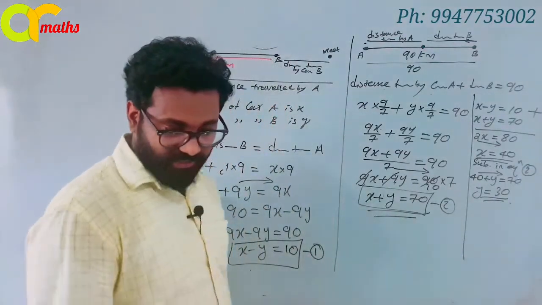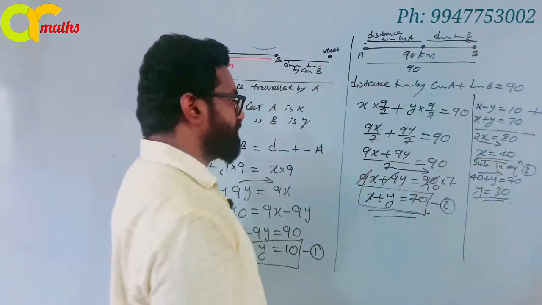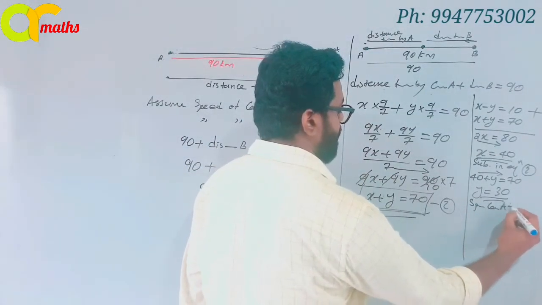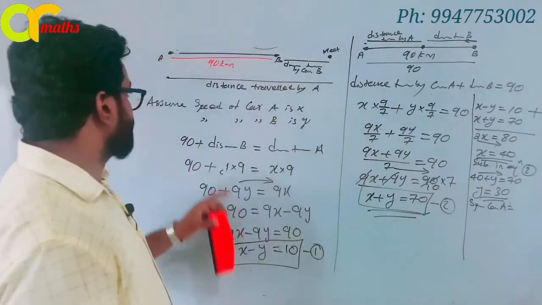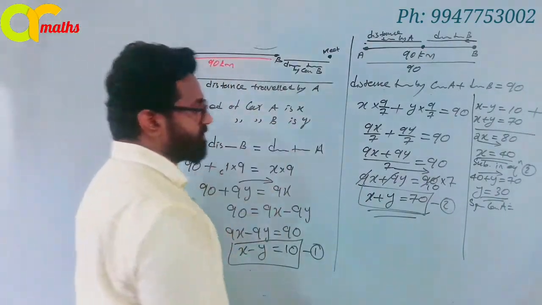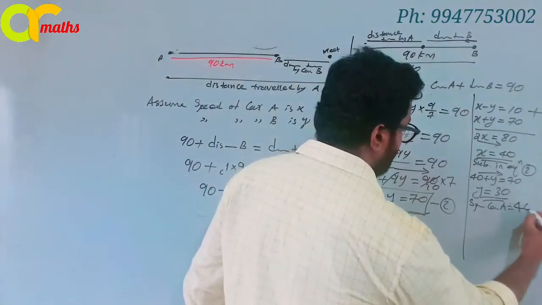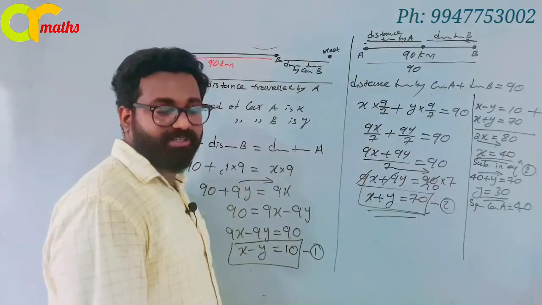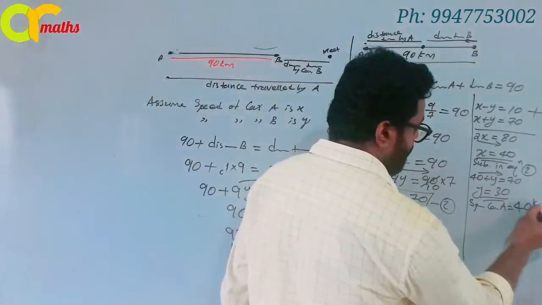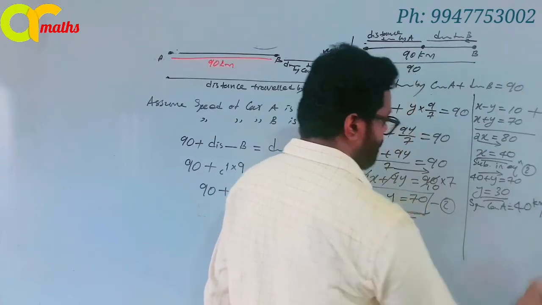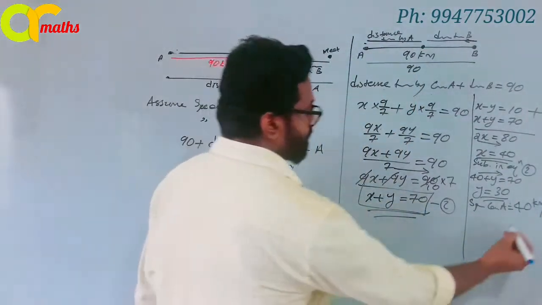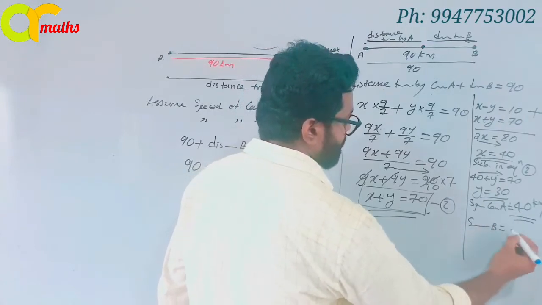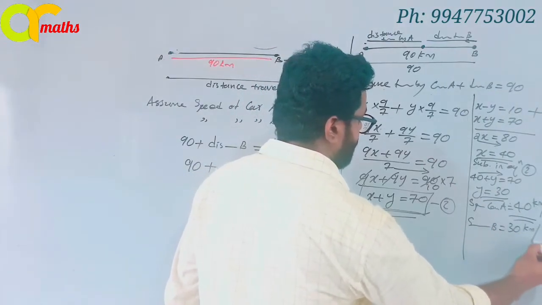Therefore, what is our question? Find their speed. So speed of car A is x. I assumed that the speed of the car is x. So what is the value of x? 40. Then what is the unit of speed? Kilometer per hour. Ready? Then what is the speed of car B? 30 kilometer per hour.